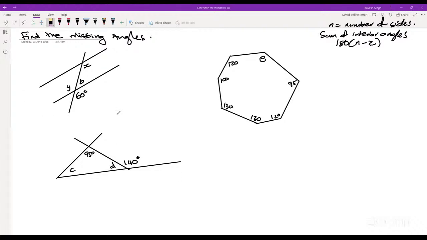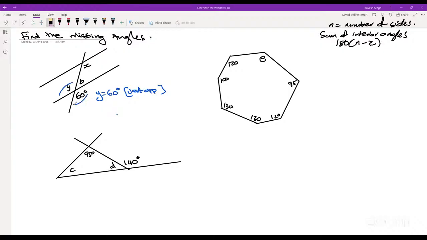Okay, so looking at the first question here, I can start with y, b, or x. Y, we can see it's pretty easy. It's a crossroad. This is equal to this. Immediately, you can see y equals 60 degrees. The reason is also because of vertically opposite angles. So I'll just state it there anyway.